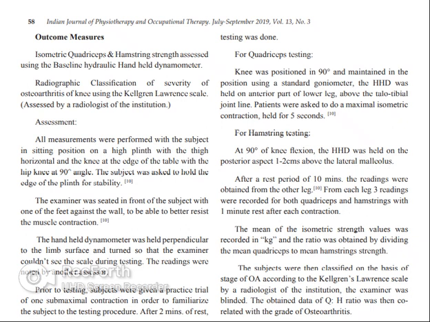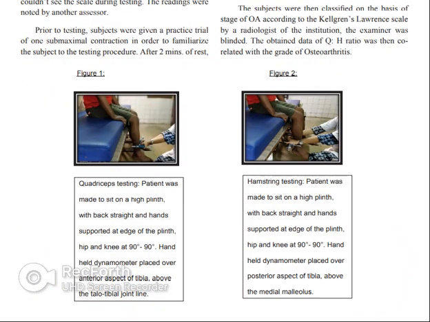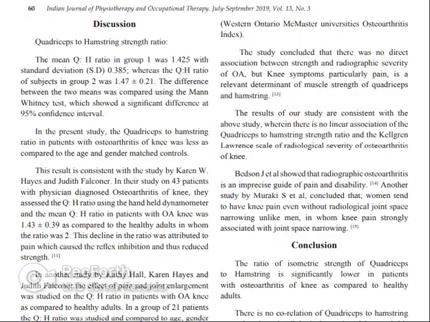The mean of the isometric strength values was recorded in kg, and the ratio was obtained by dividing the mean quadriceps by the mean hamstring strength. Patients were classified on the basis of stage of OA according to the Kellgren-Lawrence scale by a radiologist of the institution. The examiner was blinded. The obtained data of quadriceps hamstrings ratio was then correlated with the grade of osteoarthritis.